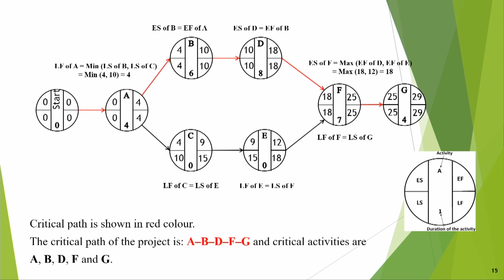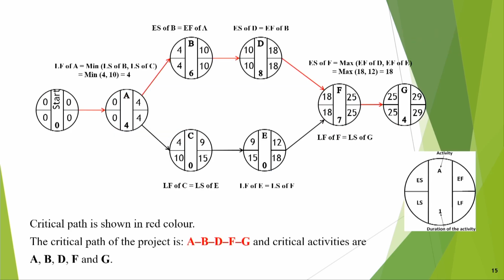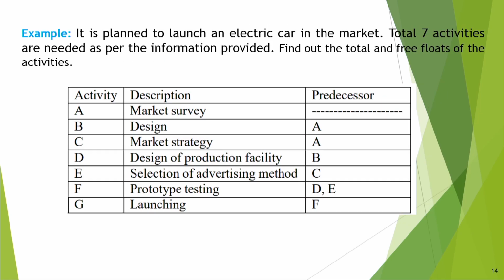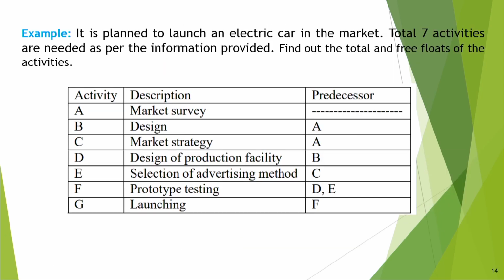So what happens is that we make the diagram start, and we say that these activities have been given. Market survey is first, then after that A. So you do A, after that you make B. C can be done after A.